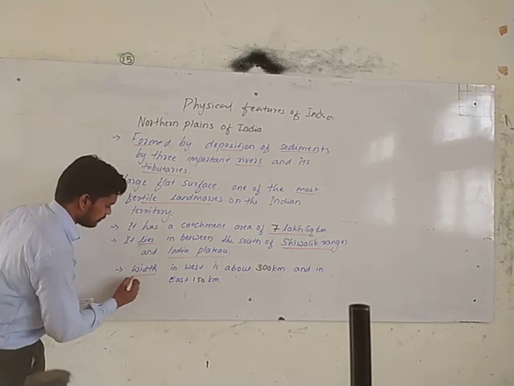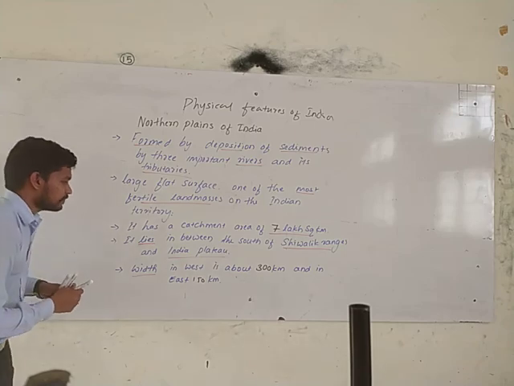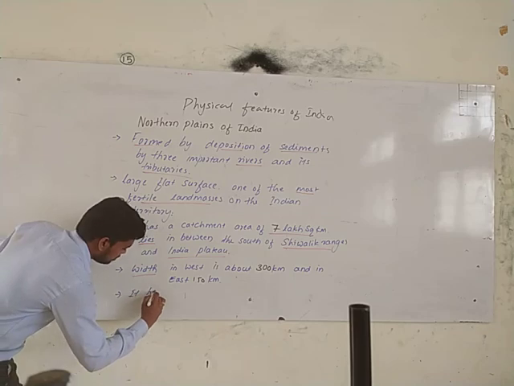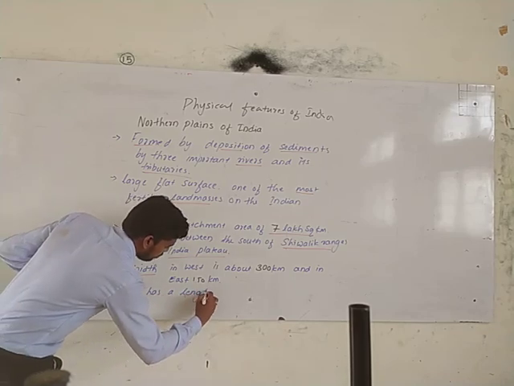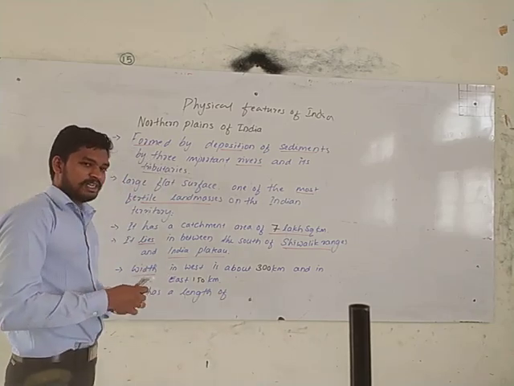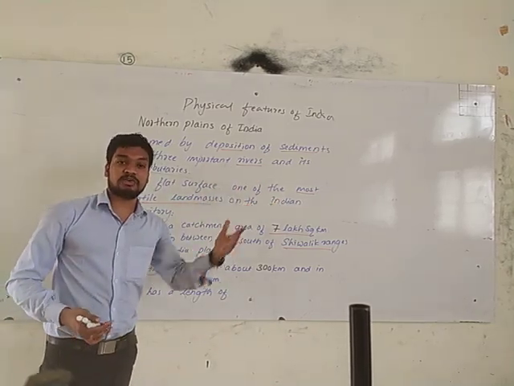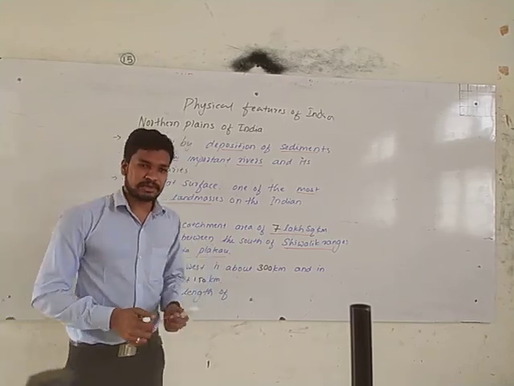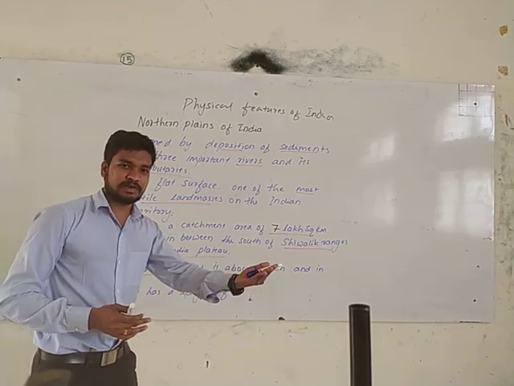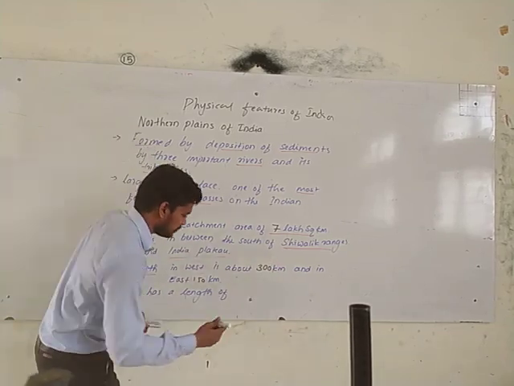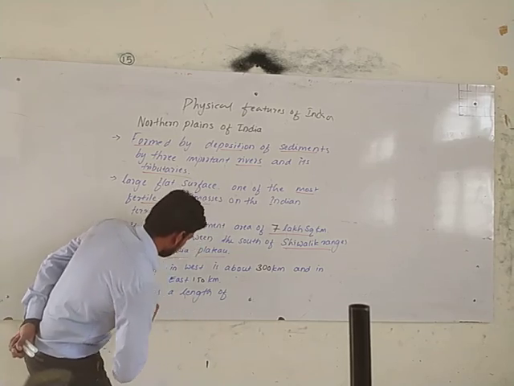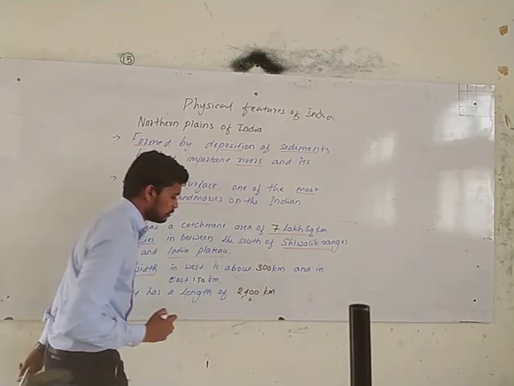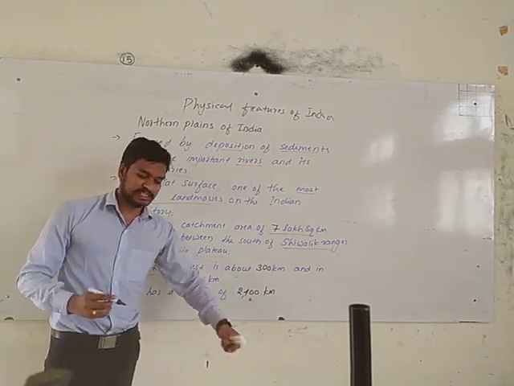That is about the width. Then the length. Actually, this northern plain has a total length of 3200 kilometers, but we calculate only the northern plain which lies in India. The remaining part, which lies in Pakistan, we don't calculate, because we are discussing only India. It has a length of 2400 kilometers. Have you heard about this length, 2400? Yes, in the Himalayan mountain ranges.